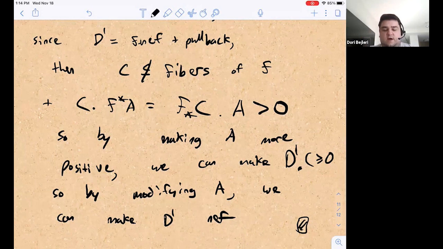Then from there, since there's no time today, we'll do this next week. But from there, we can prove a relative cone theorem, and then we'll start actually running the minimal model program on pairs.